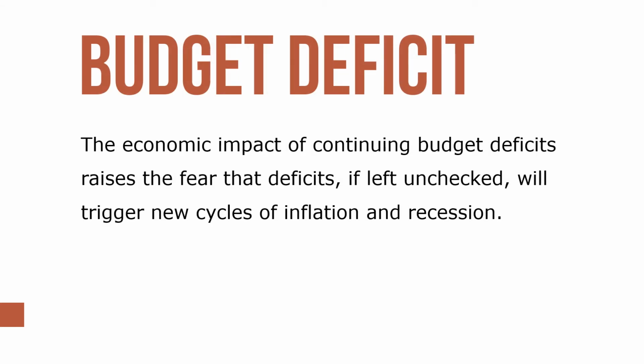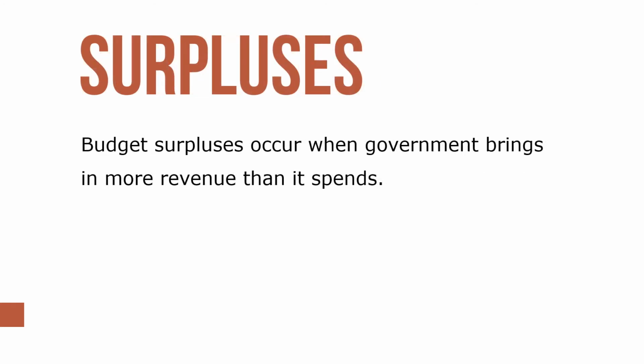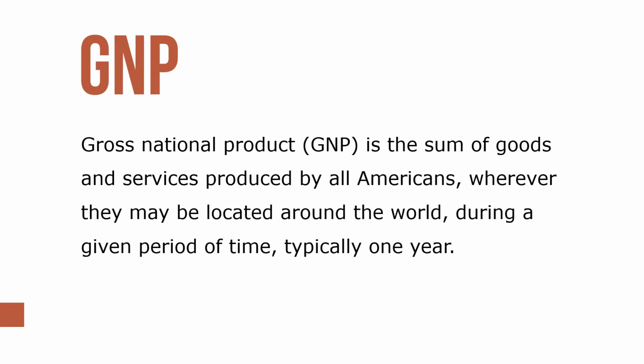The economic impact of continuing budget deficits raises the fear that deficits, if left unchecked, will trigger new cycles of inflation and recession. Budget surpluses occur when government brings in more revenue than it spends. Gross national product, or GNP, is the sum of goods and services produced by all Americans, whether they are located around the world, during any given period of time, typically a year.